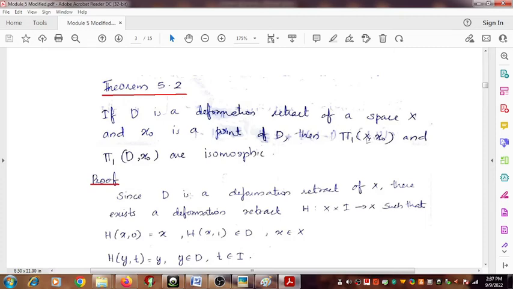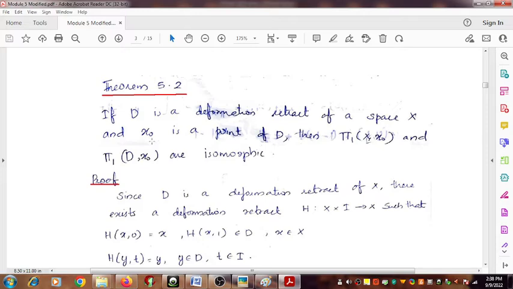Hello, welcome. In this video we are going to discuss an important theorem. It is related to deformation retract of a topological space. Let D be a deformation retract of a space X. X is the given big space and D is the subspace of the given space. And let X naught be a point of D.